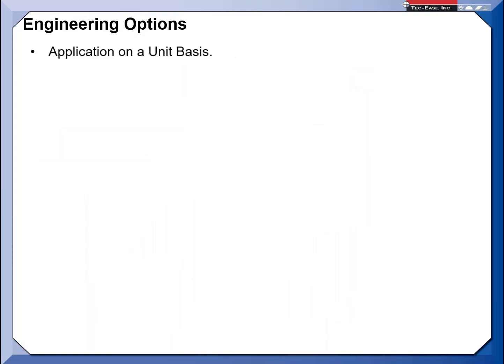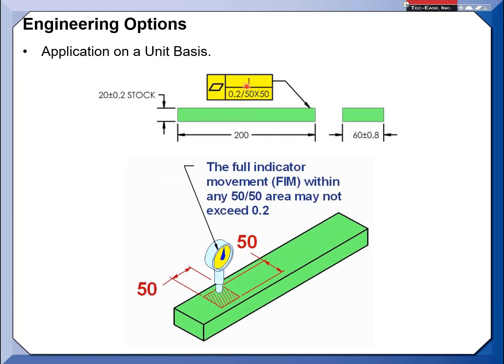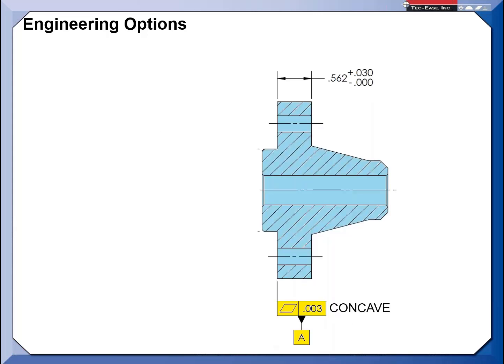So engineering could have done different things, like they could have done an application of unit basis, which controls here's your max flatness, and they could have done a unit basis, which means that anywhere along this bar here, they're controlling the variation at any given point not to be more than 0.2. That could be an option. I've done that. Or you can put other requirements, like state a requirement to the feature control frame.